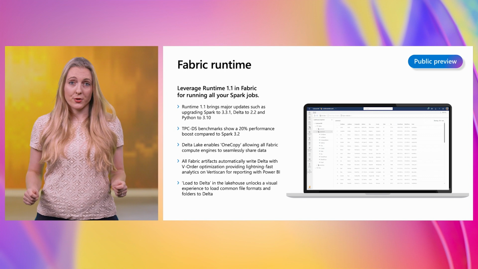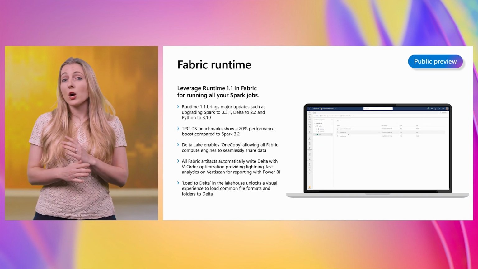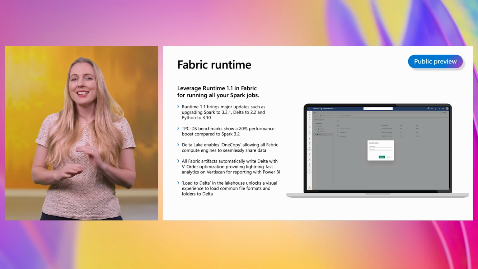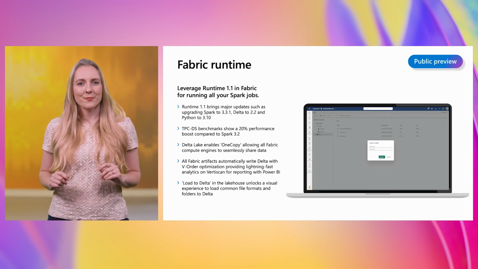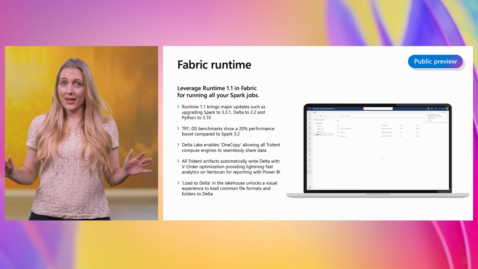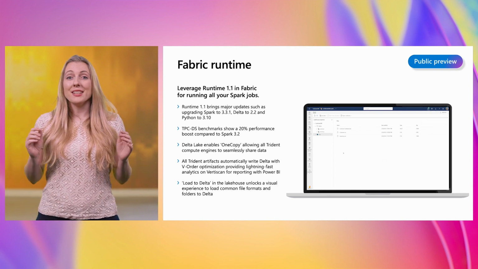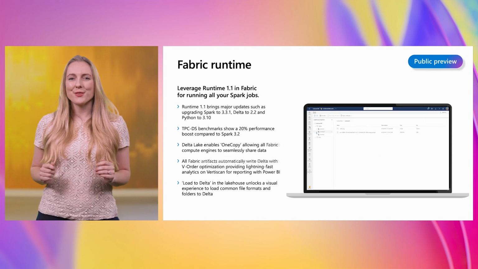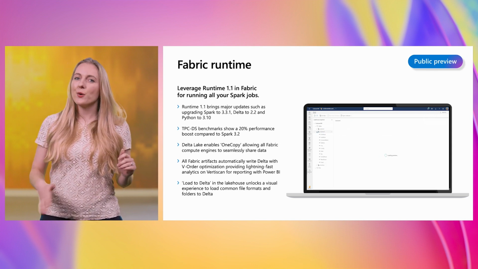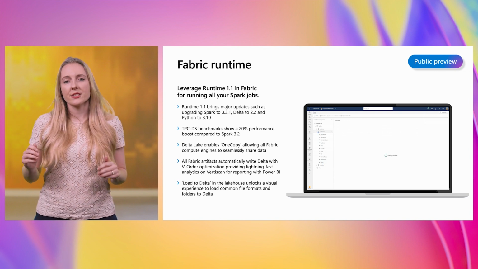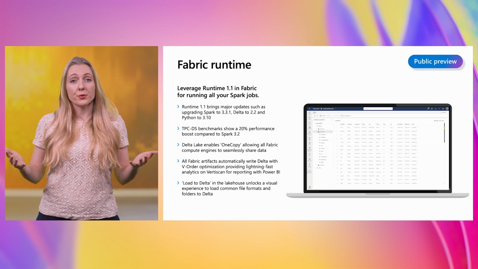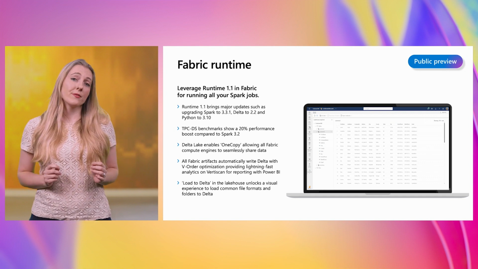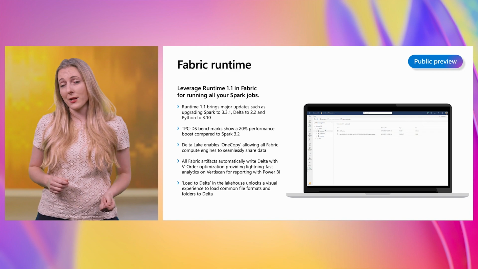Delta is what enables customers to work with a single copy of data across all of Fabric. Since all the engines have standardized on a single format, sharing data is completely seamless. Furthermore, all Fabric engines write Delta with V-Order, meaning data is automatically optimized for Power BI reporting. Finally, for those users who don't use Delta today, you can also use the Load to Delta feature in the Lakehouse to convert common file formats and folders to Delta with just a few clicks. This will allow you to easily leverage the benefits of Delta Lake for your existing data as well.